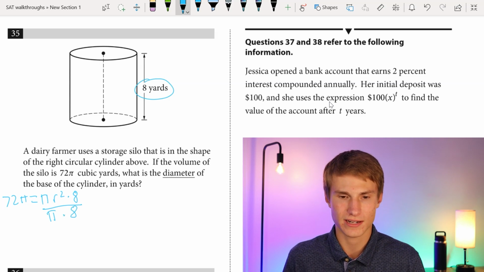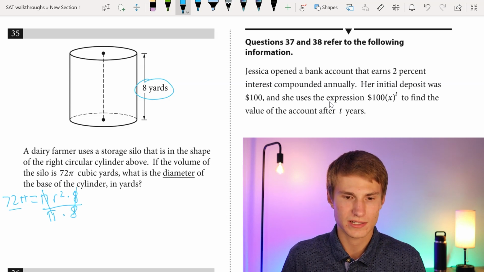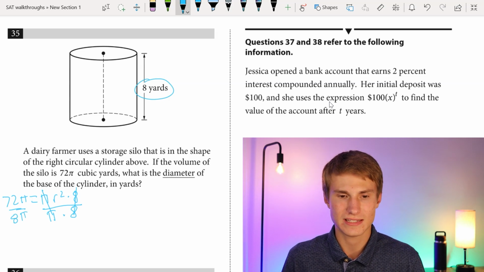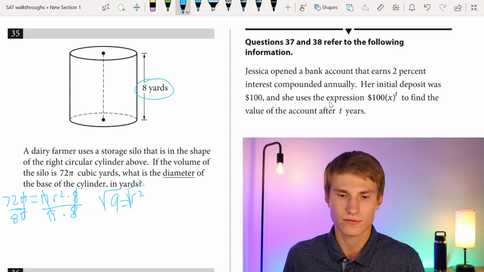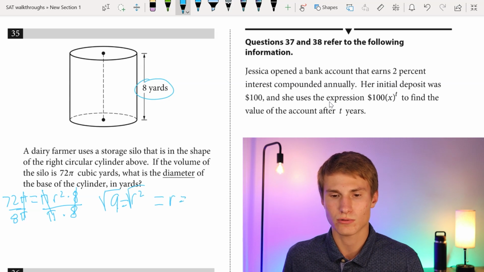That's going to isolate that radius squared. Okay, so we'll divide each side by 8 pi. 72 over 8 is going to give us 9. Our pi's are going to cancel, so we're going to have 9 is equal to our radius squared. Therefore, we take our square root of each side to solve for our radius. We get that our radius is going to equal 3.